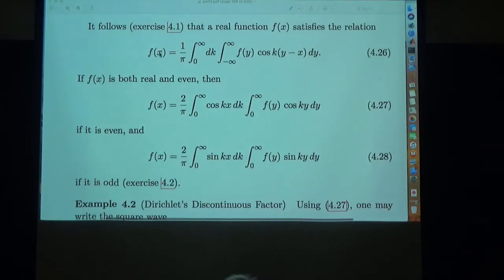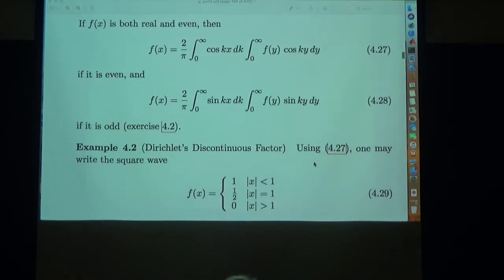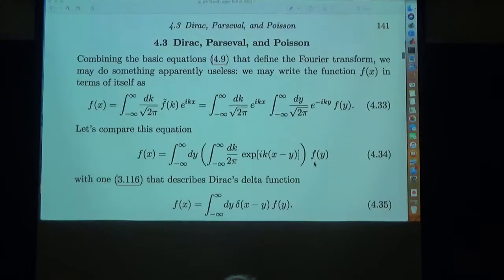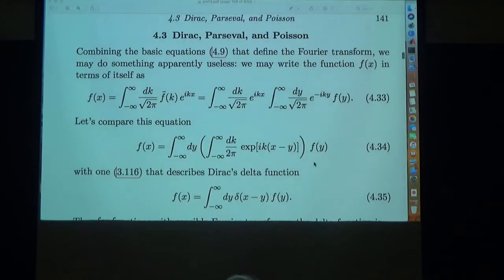which are that you could write the function as a double integral of a cosine, or in one way or as a double cosine and a double sine, depending on whether it's real and even or real and odd. I'm going to skip the examples. Any questions?